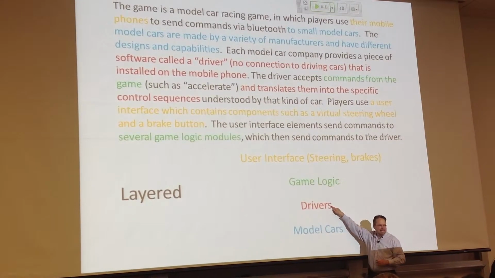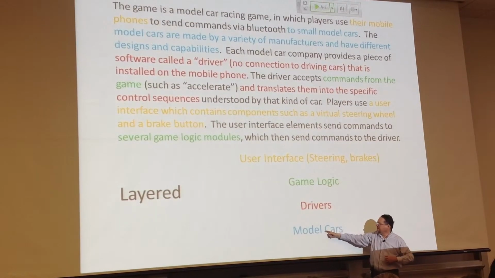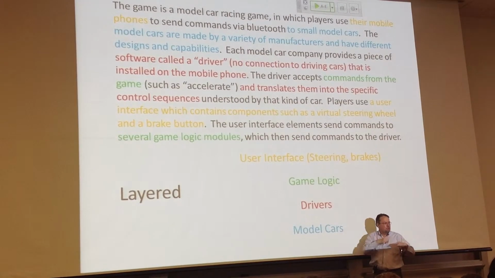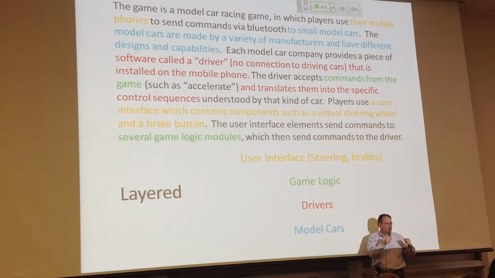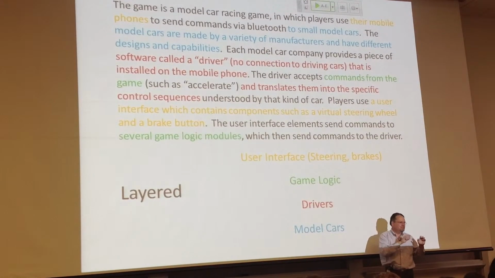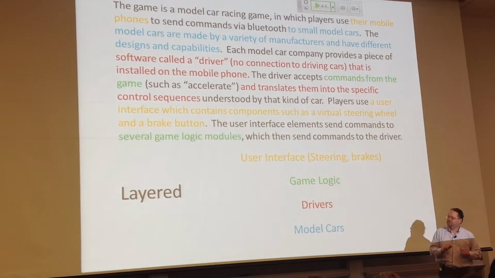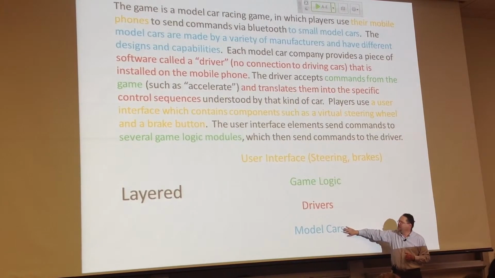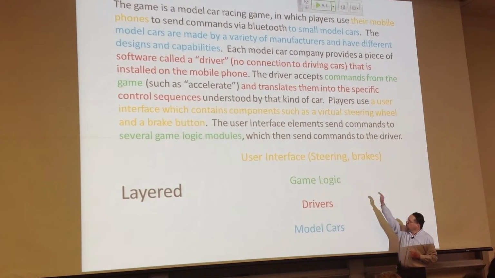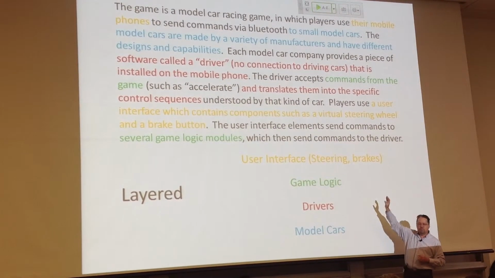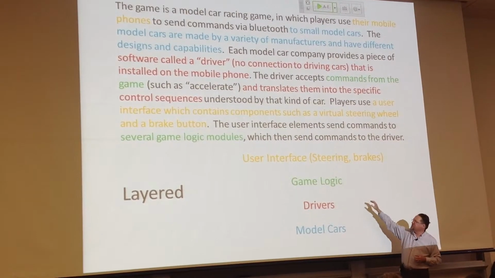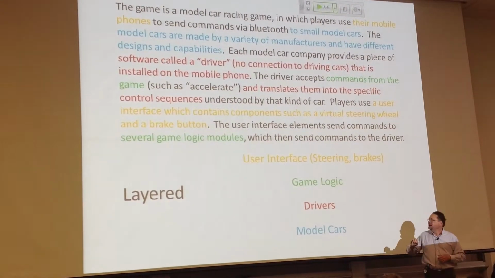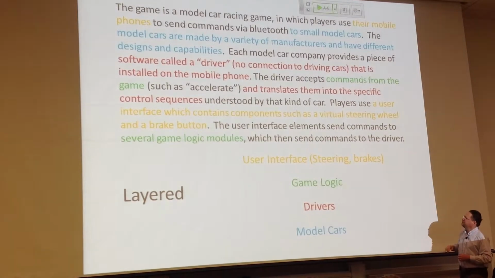driver, okay, accelerate, and then the driver will tell the model car whatever that means. Run the wheels faster, or rev the engine, or shift gear, or whatever. Okay, because these are presumably going to have little computer chips in them themselves. So we can divide parts of the system, modules of the system, and sort of functionality into these 4 layers.